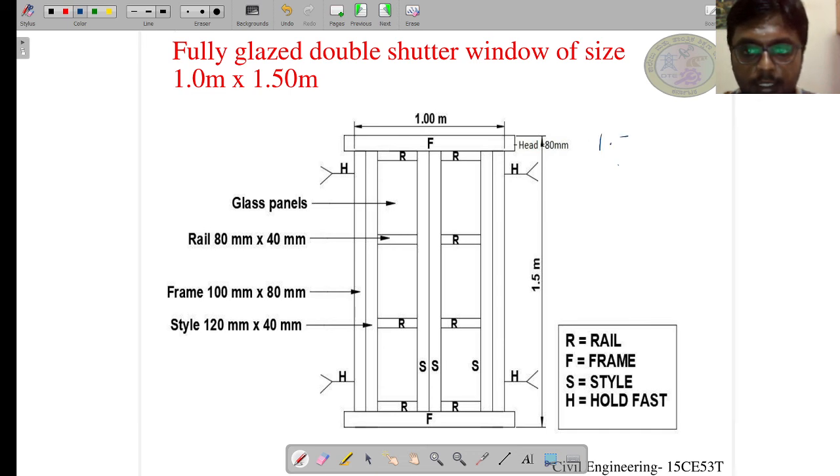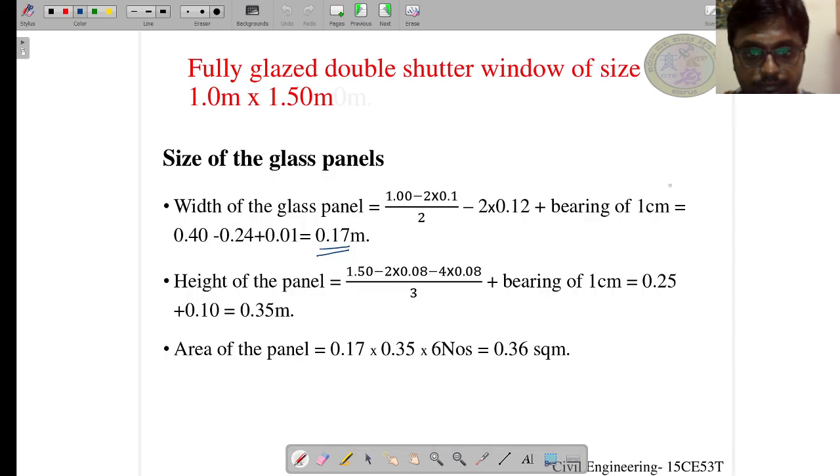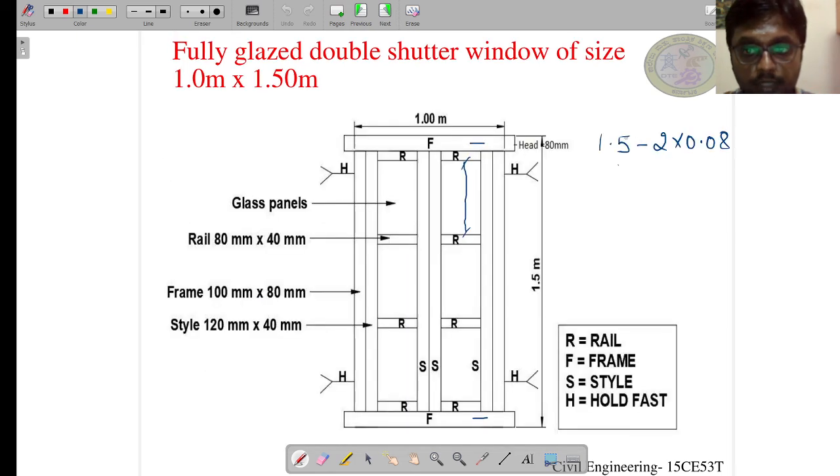1.5 meter is the height of the window. So now I have to calculate only this height. So 1.5 meter minus this 80 mm and this 80 mm, which is minus 2 into 0.08 meter. And next, what else we have to deduct from this? So we have 4 rails, 1, 2, 3 and 4. So minus 4 into how much should I deduct? 80 mm, 80 mm, which is nothing but 0.08.